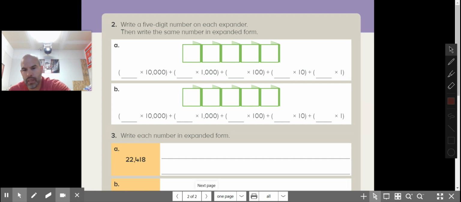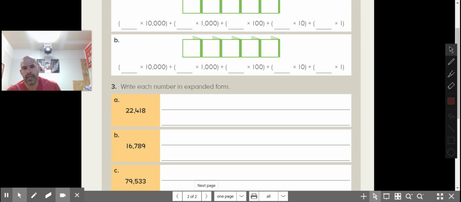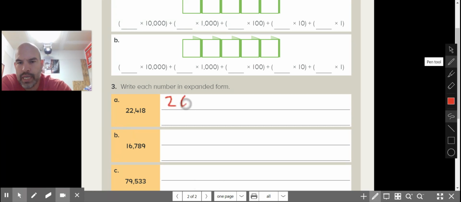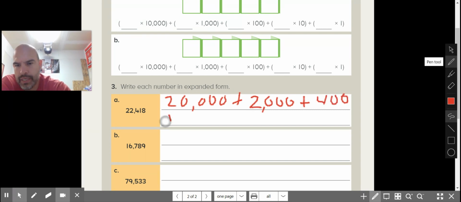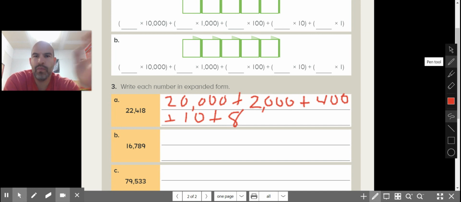On page 2, it says write a 5-digit number on each expander, then write the same number in expanded form. So on the expander, you're going to write the standard form of the number, and then you're going to take each of the digits and multiply them by each of the place values. All right. Down here below, it says write each number in expanded form. So I will just give you an example of what that would look like. So here you would write 20,000 plus 2,000 plus 400 plus 10 plus 8.